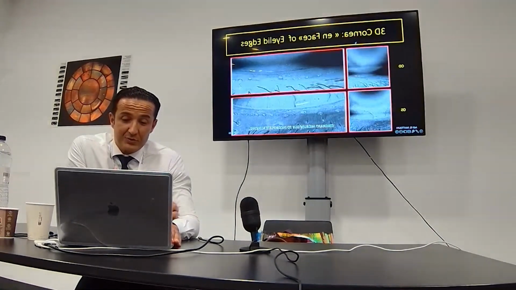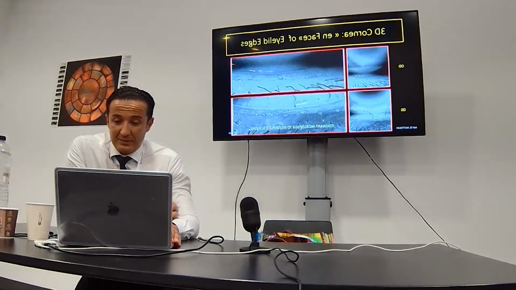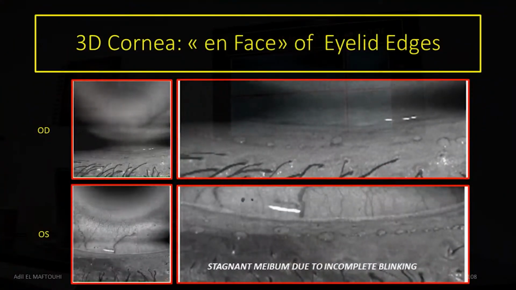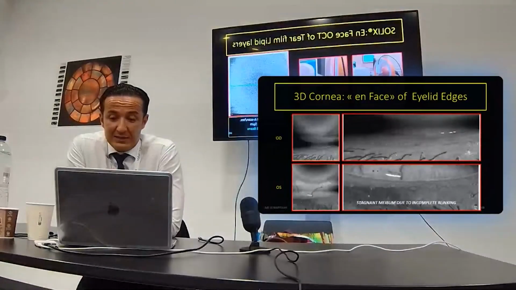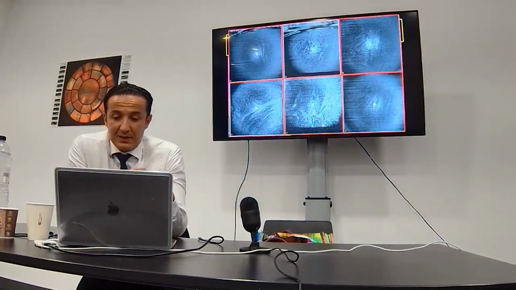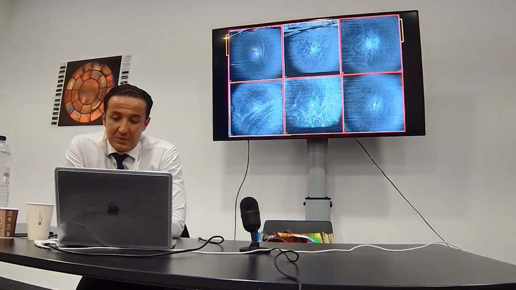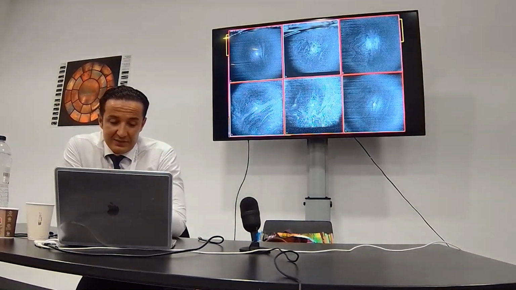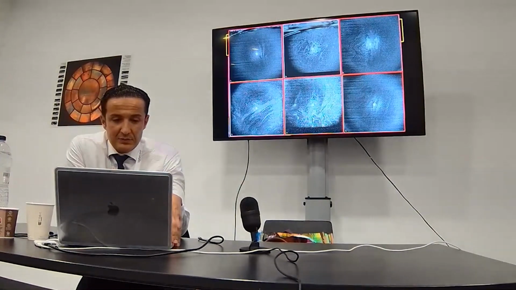You can also identify the meibomian stagnation due to the incomplete blinking with the en-face OCT. You can also use en-face OCT to distinguish the lipid component in this instability during the dry eye. And look here, some different cases about the instability of this lipid component.